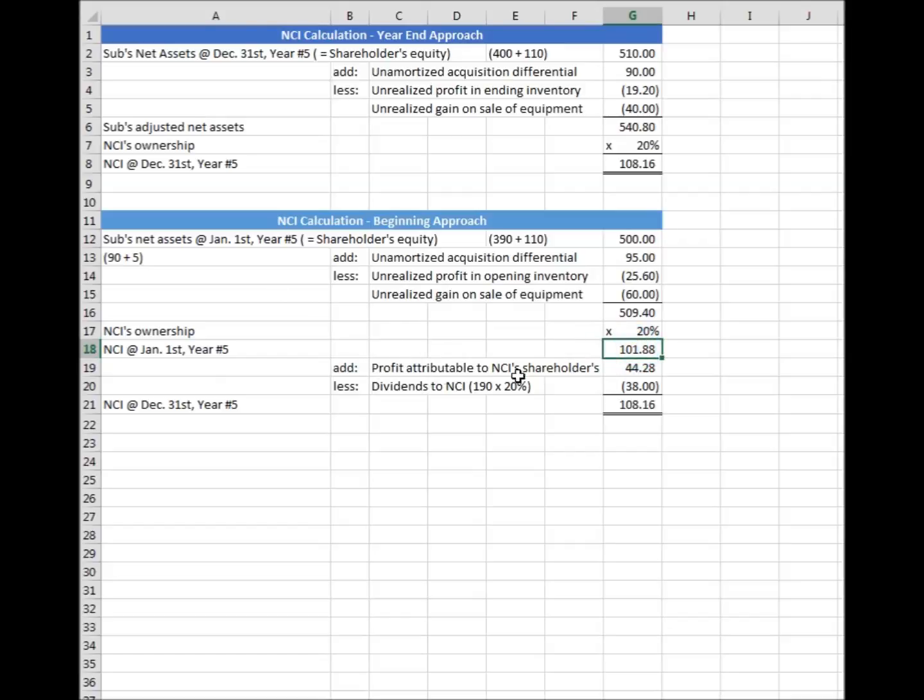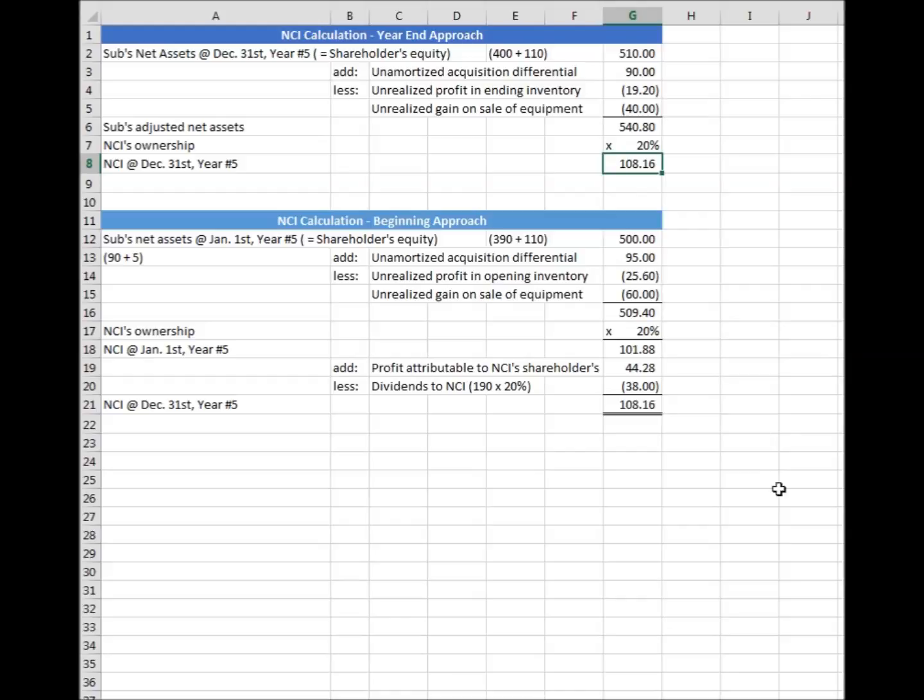So now, at the beginning of the period right here, we have to add in whatever has happened throughout the year. So during the year, we take the profit attributed to the non-controlling interest shareholders, which is 44.28. We add that in and we subtract out the dividends that they paid, but relevant to the non-controlling interest, so 20% of the dividends that they paid. And this information over here, the 190, is provided in the problem. And that'll give us 38. We take that out, and that'll give us $108.16 over here, just like right there.